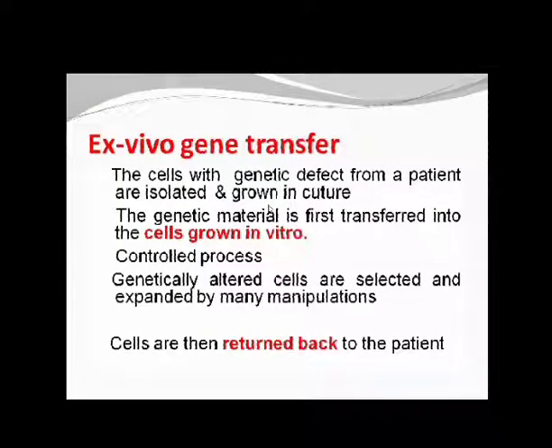In ex vivo gene transfer, the cells with genetic defect from a patient are isolated and grown in culture. The genetic material is first transferred into the cells grown in vitro. It is a controlled process. Genetically altered cells are selected and expanded by many manipulations. Cells are then returned back to the patient.